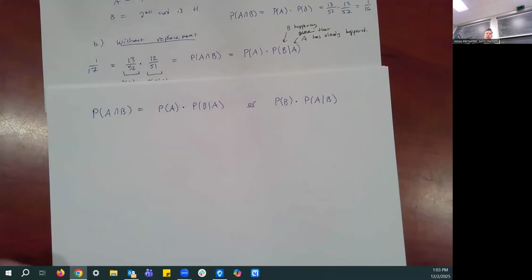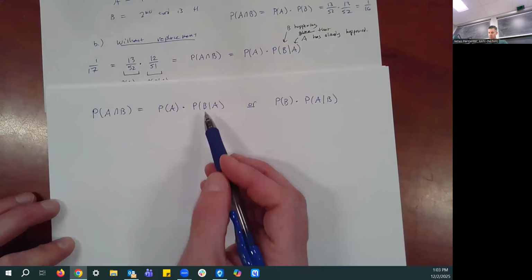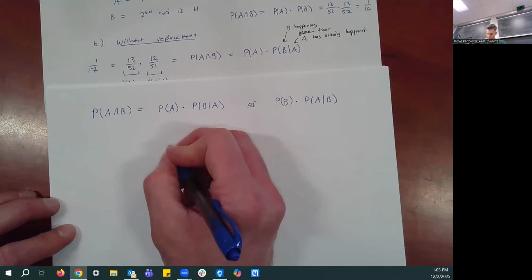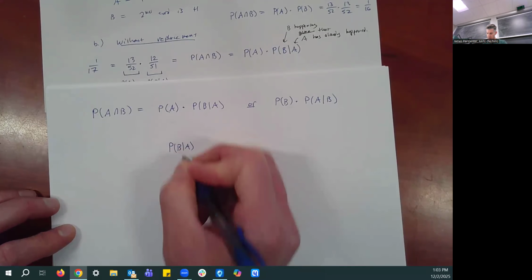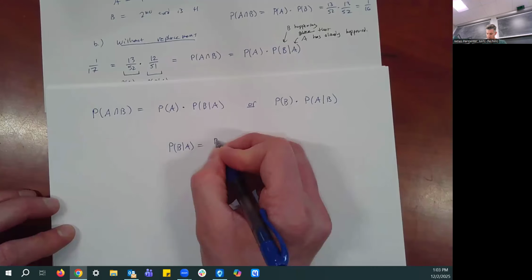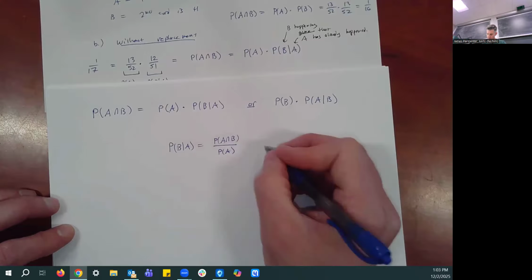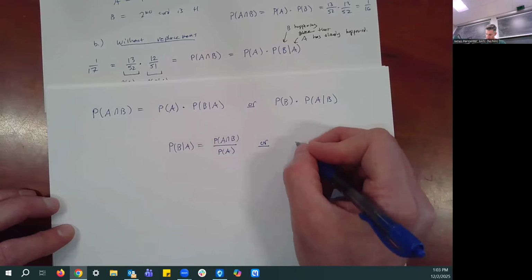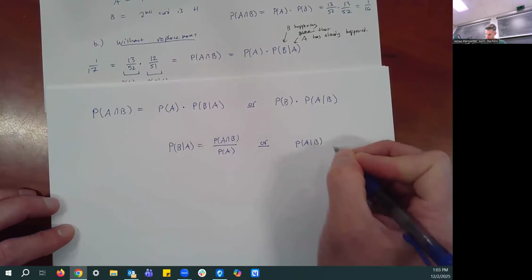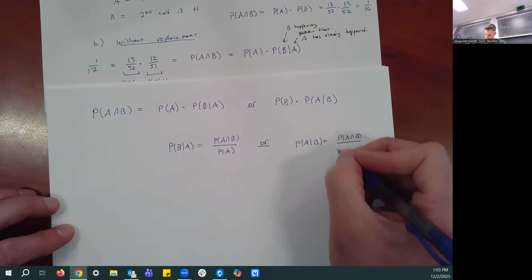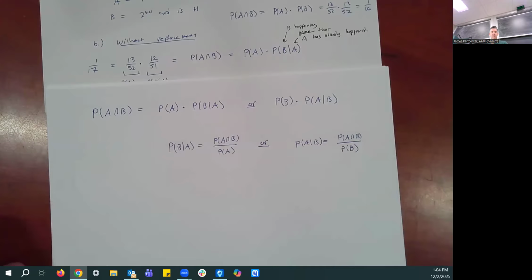Now, really what this tells me is the following. If I want to find the conditional probability, I'm going to divide both sides by probability of A here and say that the probability of B given A is equal to the probability of A intersect B divided by the probability of A. Or the probability of A given B is equal to the probability of A intersect B divided by the probability of B. This is the formula I think of most frequently when I'm thinking about conditional probability.